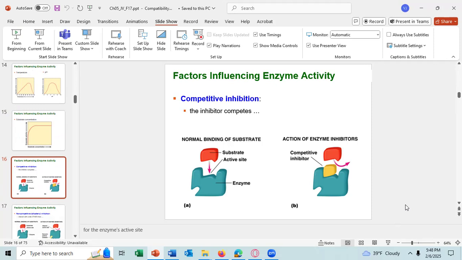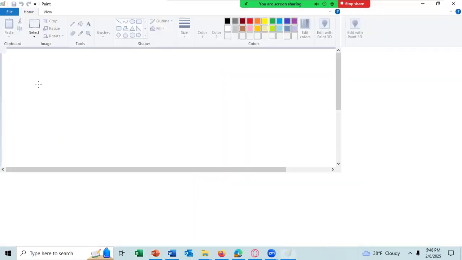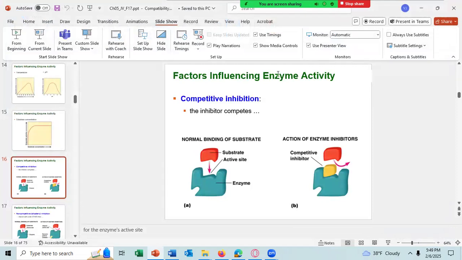So for competitive inhibition, that's kind of odd. I haven't talked about inhibition yet, or did I talk about that last lecture? Did I mention inhibition? No, I wouldn't have saved it, so this won't work. I was going to look to see if I talked about that.